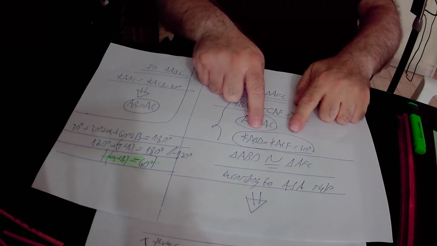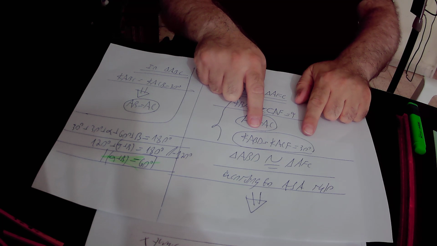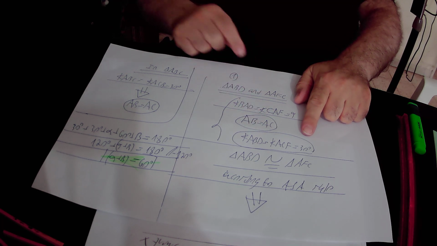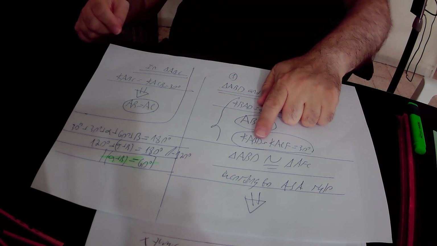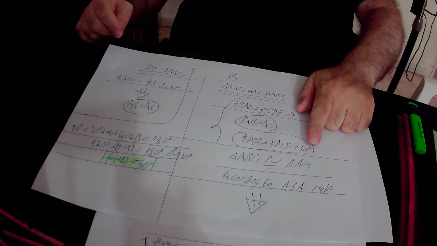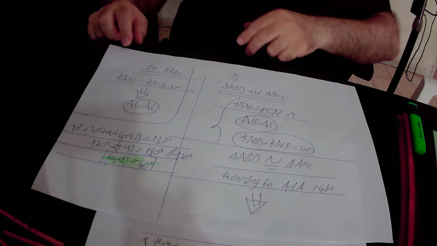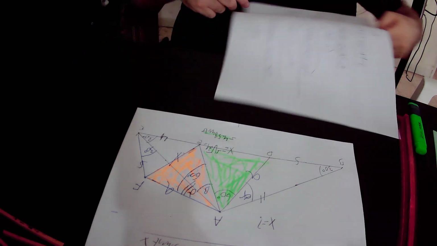Angle ABD equals angle ACF. They are both equal to 30 degrees, therefore they are equal to each other. So we actually proved that triangle ABD is congruent to triangle AFC according to the angle side angle rule. I'll explain what I mean.